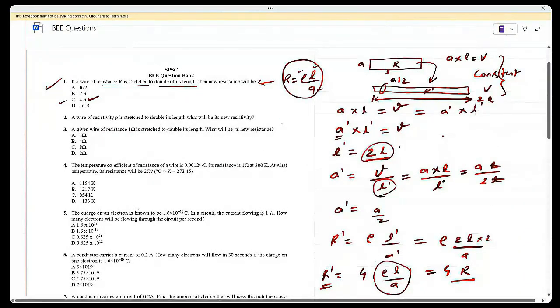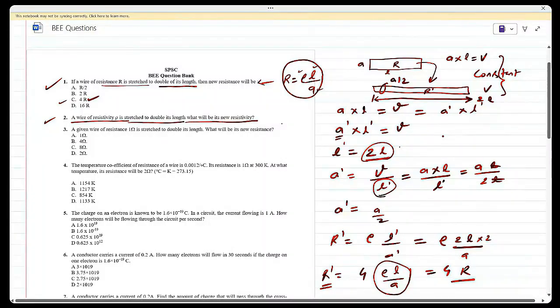Now let us see question number 2. A wire of resistivity rho is stretched to double of its length. What will be the new resistivity? Now I have just discussed the impact of resistivity on the length. What is the impact? The resistivity is independent. It is independent from the physical dimension. Getting? It is independent. That's why the rho will be same.